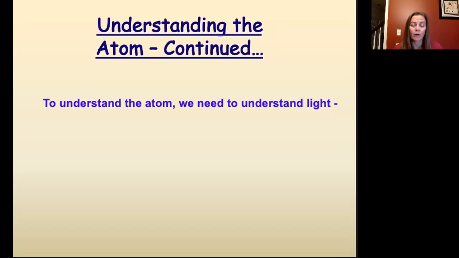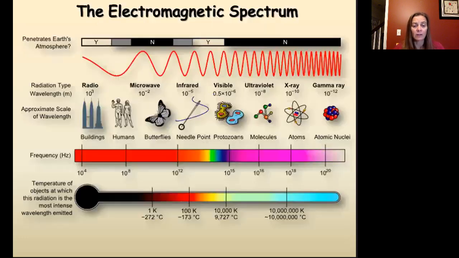And so our understanding of the atom evolves as we understand light. So we're going to talk about light and how that led to the development of the next two theories, both Bohr's model and our current quantum mechanical model. So let's talk about light.